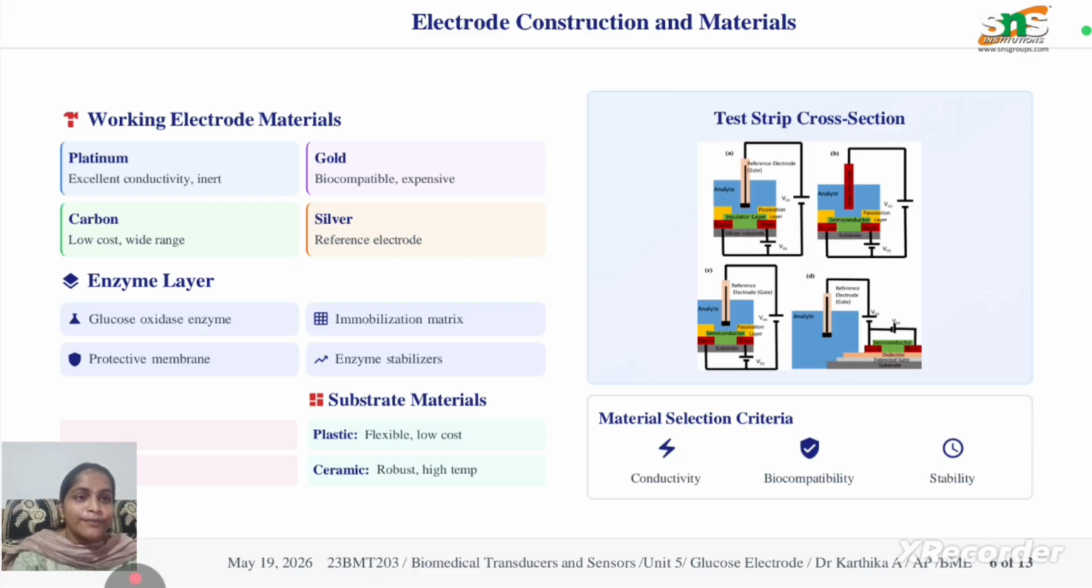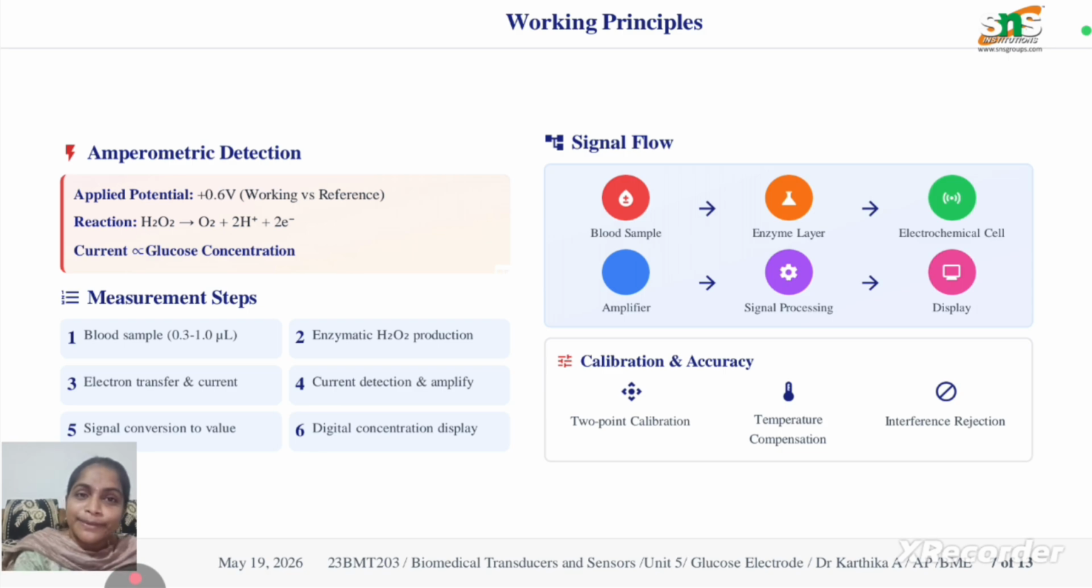See the diagram of test strip cross section. Here the substrate materials used are plastic, which is flexible and low cost, and ceramic, which is robust but needs high temperature. See the material selection criteria. We have to consider bioconductivity, biocompatibility, and stability. See the working principle. See the signal flow.